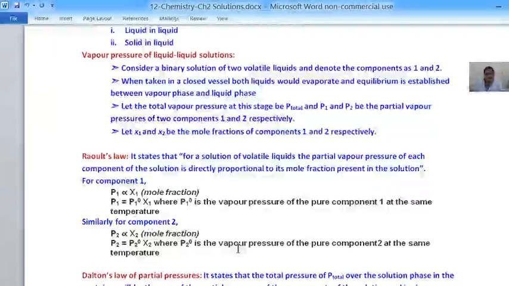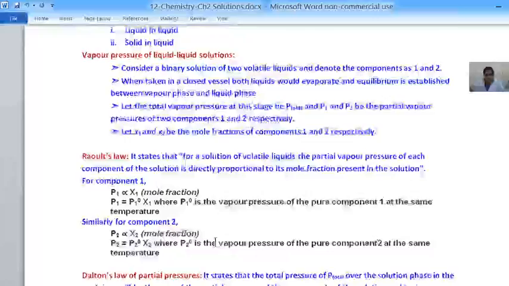Next, we can write Raoult's law for component 2: P2 is directly proportional to Chi2, where Chi2 is the mole fraction of component 2, and P2 is the partial pressure of component 2. Now, we can replace the proportionality sign with another constant. P2 is equal to P2 zero into Chi2, where P2 zero is the vapor pressure of the pure component 2 at the same temperature. So, this is the mathematical expression for Raoult's law, and the statement of Raoult's law is very important.